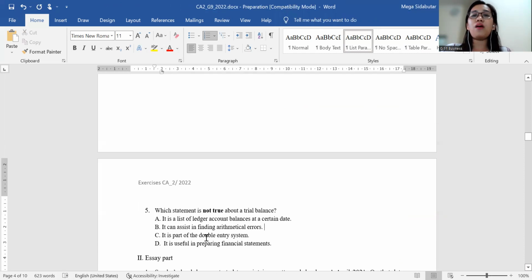Option C, it is part of the double entry system. No. Trial balance is not part of double entry, but it is still part of the accounting cycle. It is useful in preparing financial statements. Yes, that's the function of a trial balance: finding arithmetical errors, and it is useful in preparing financial statements.